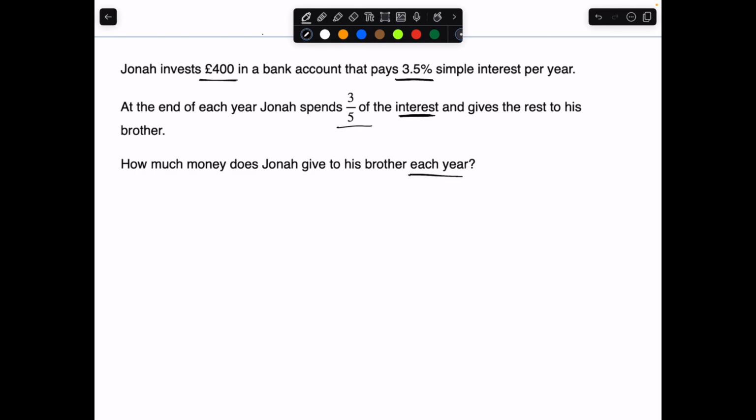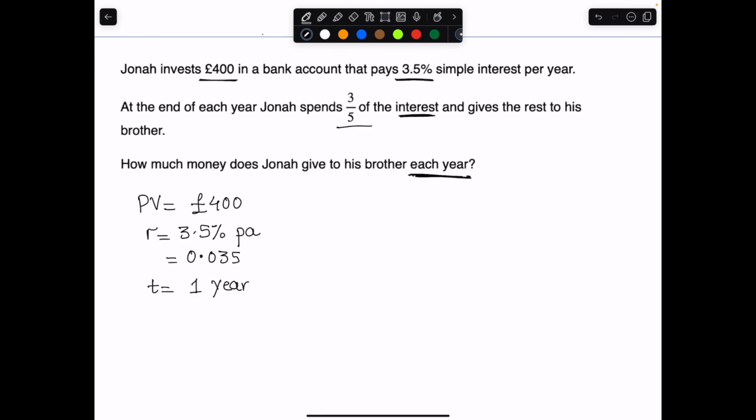Now let's try to write what values are given in this question. First of all, the present value, or the value of the investment, is £400. The rate of return is simply 3.5% per annum, which in decimal would be 0.035. Whereas the time in this case is simply 1 year, because we are trying to find how much money Jonah gives to his brother each year. Now, it is important to note that my rate of return is per annum, whereas my time is in years, which means I have both of them in the same units, which is easy for me to solve now.